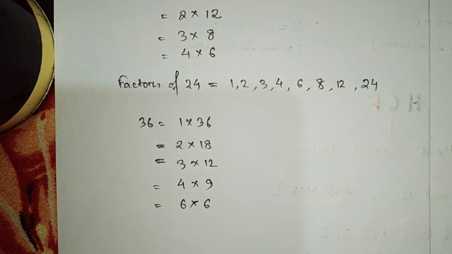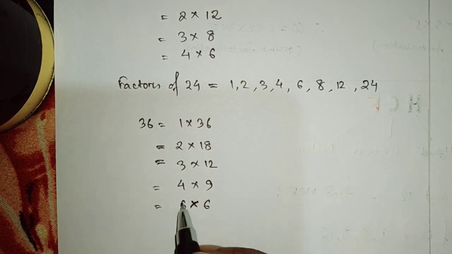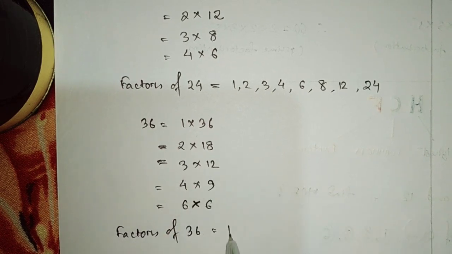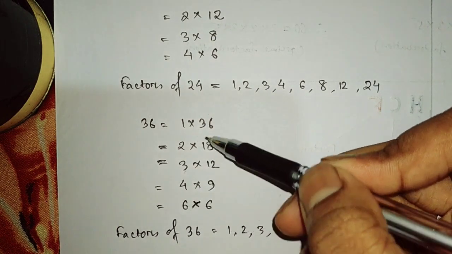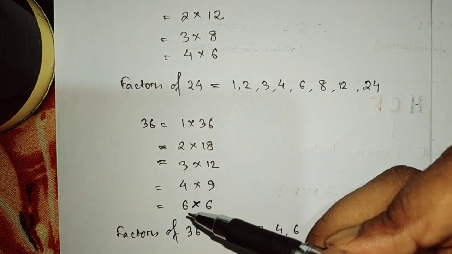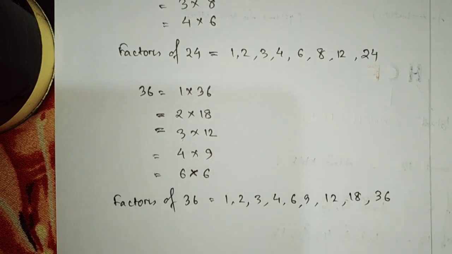This method we have actually done in our last class, so if you have any confusion, you can go and watch that video again. So the factors of 36 are 1, 2, 3, 4, 6, 9, 12, 18, 36. Whatever numbers are here, we're writing those only. After 6 comes 9, then 12, then 18, then 36.